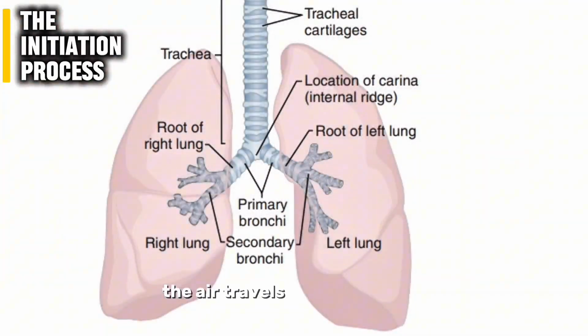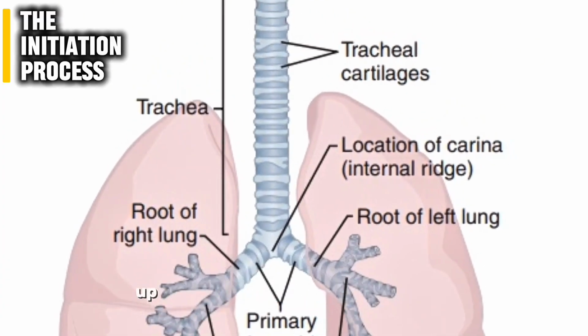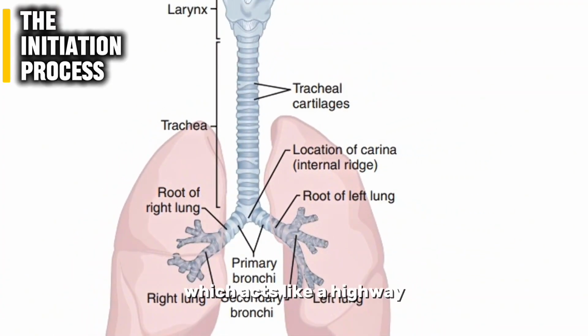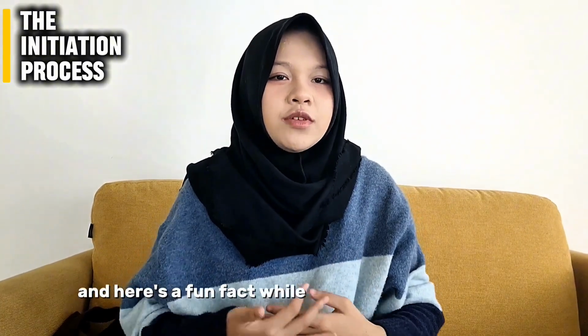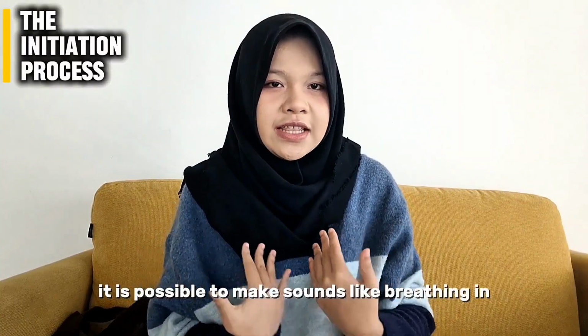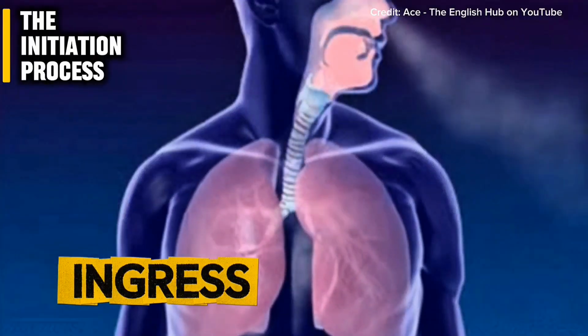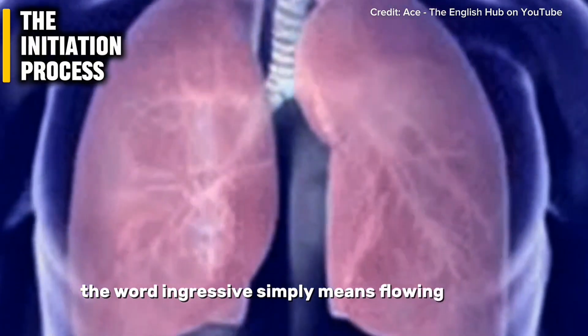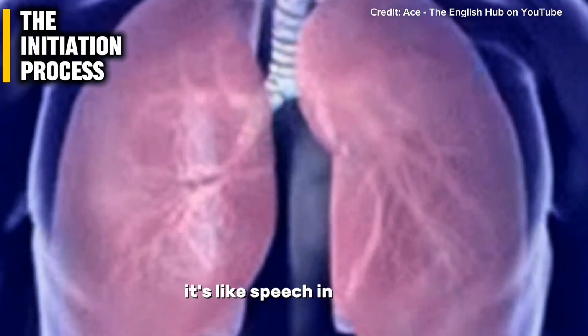The air travels from your lungs up through your windpipe or trachea, which acts like a highway straight to your voice box. And here's a fun fact. While we speak on the exhale, it is possible to make sounds while breathing in. These are called ingressive sounds. The word ingressive simply means flowing inward. It's like speech in reverse.